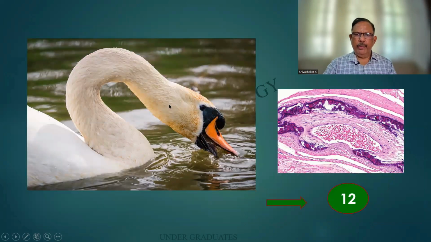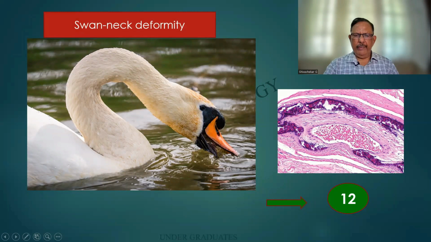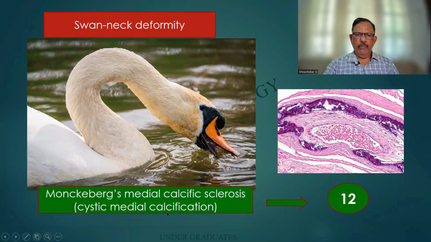Why am I showing you people this? If you compare, you find that the blood vessel has got this kind of a curvature and it is also rigid. This is called a swan neck deformity. And the diagnosis for us will be Monckeberg's medial calcific sclerosis or cystic medial calcification.